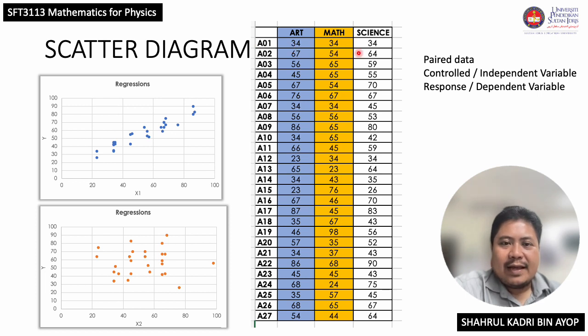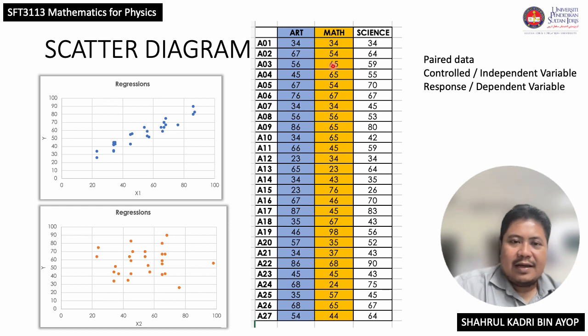Okay, so we can say that 34 and 34 for math and arts is a pair of data, so that we can create a point in a graph. Once we have a pair of data, we can plot a graph.